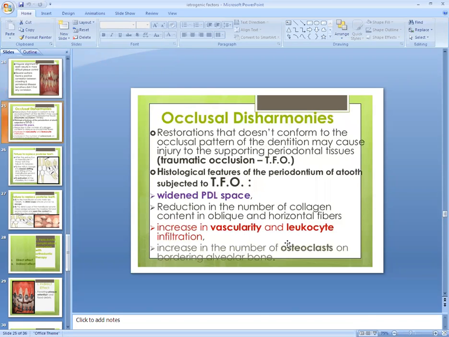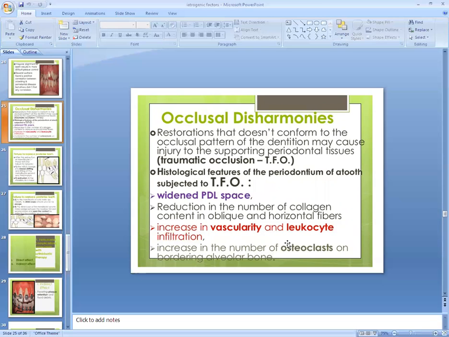The next factor is occlusal disharmonies. A restoration that does not conform to the occlusal pattern of the dentition may cause injury to the supporting periodontal tissue. This is called traumatic occlusion or trauma from occlusion. Trauma from occlusion results in periodontal diseases. There are different histological features of the periodontium related to trauma from occlusion.